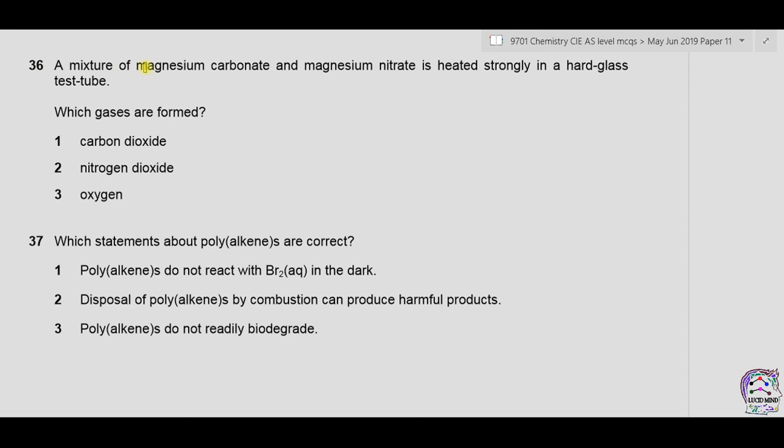Question 36. A mixture of magnesium carbonate and magnesium nitrate is heated strongly in a hard glass test tube. Which gases are formed? Let's write the chemical reaction for magnesium carbonate decomposition. So upon decomposition, magnesium oxide is formed along with carbon dioxide gas, which is released. Similarly, magnesium nitrate will also decompose upon strong heating, and it will form magnesium oxide along with nitrogen dioxide and oxygen gas.